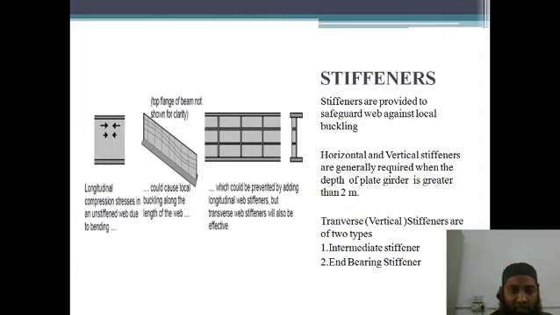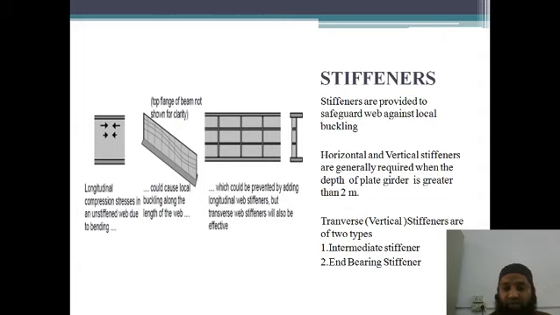The top flange of a beam could cause local buckling along the length of the web. So there are chances, because as you know what buckling is. Buckling is basically when heavy load comes from the top, there are chances of the web bending away. To resist this bending, we provide vertical stiffeners so that this web shouldn't buckle down. So stiffeners are provided to safeguard the web against local buckling.